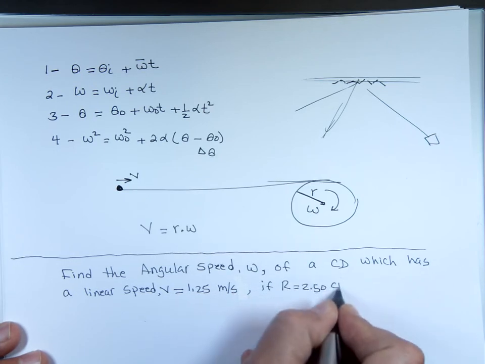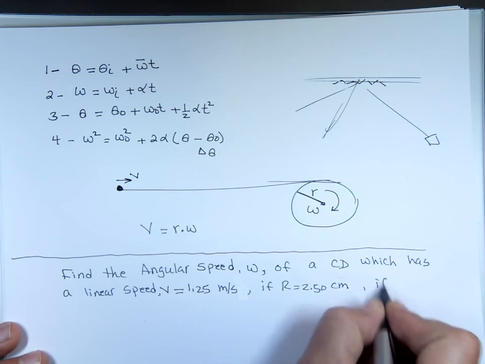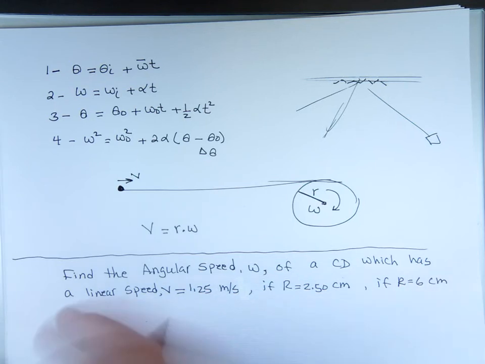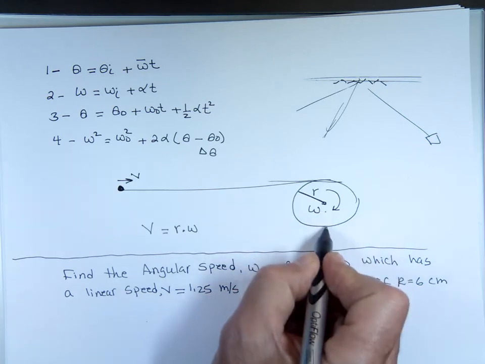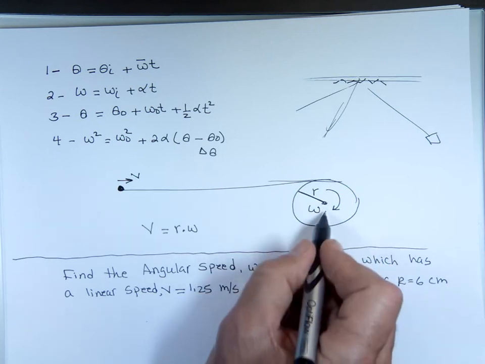And the second part, if R equals 6 centimeters. So we're not changing the speed the way the CD is spinning there. We're only changing where the beam is reading from. Are you reading it from this end or down here at the end? If you're at the end, that distance is 6 centimeters. If you're right there, the distance is 2.5. But you're still spinning at the same speed.